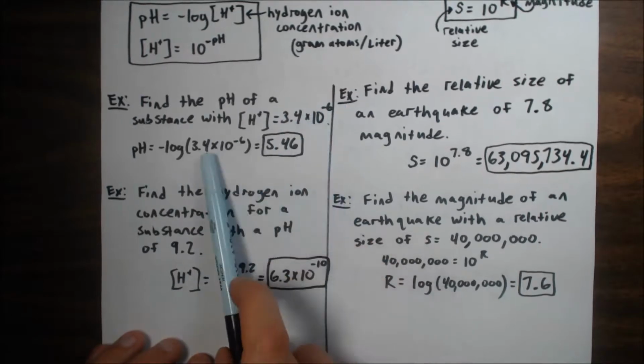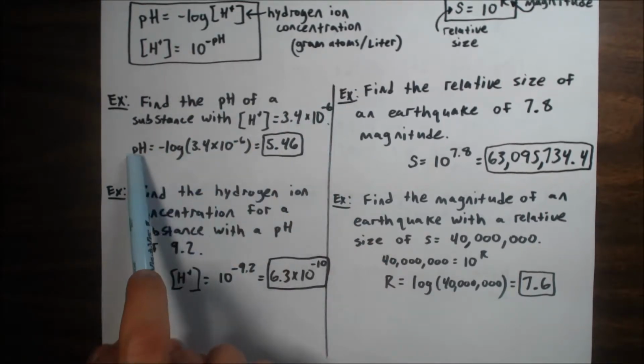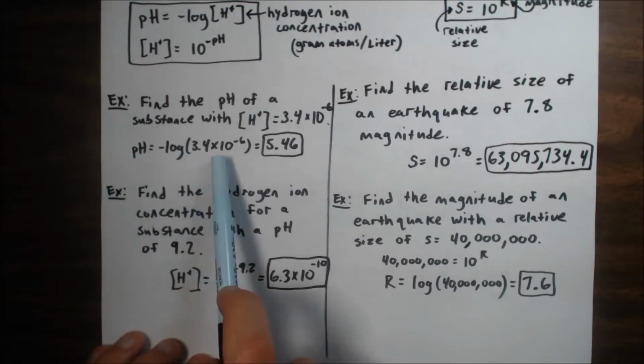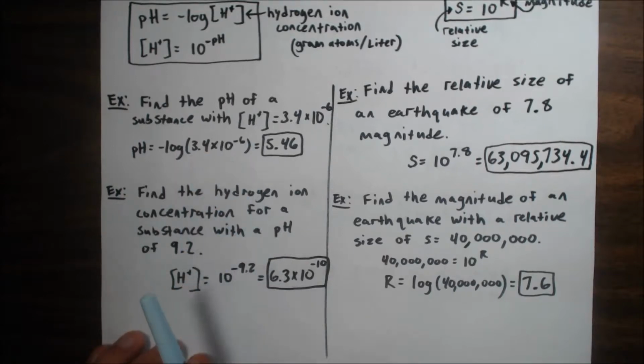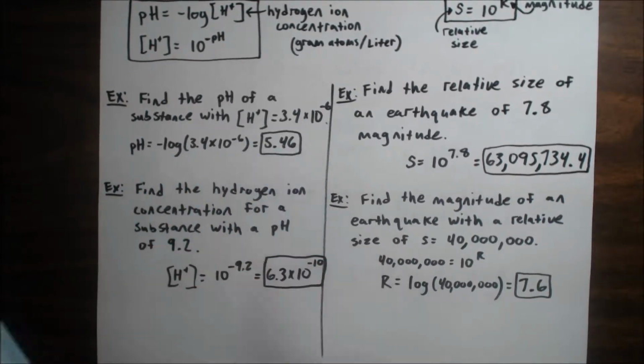We can put that in the calculator like this. We just type in our equation here: pH equals negative log, parentheses, 3.4 times 10 to the -6. Just type it in the calculator just like that. Press enter, it'll tell you 5.46. So the pH is 5.46.